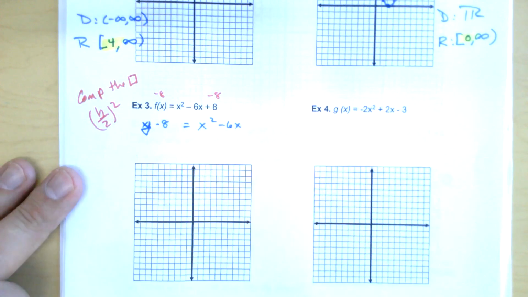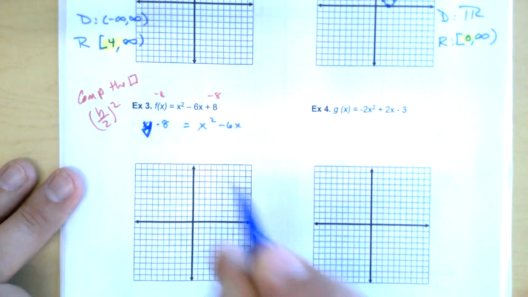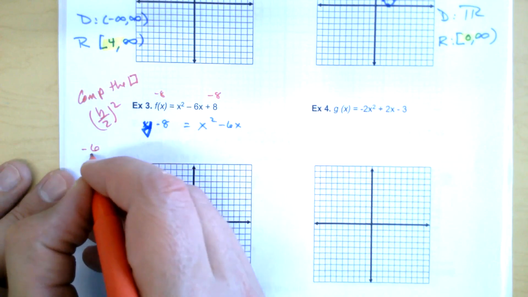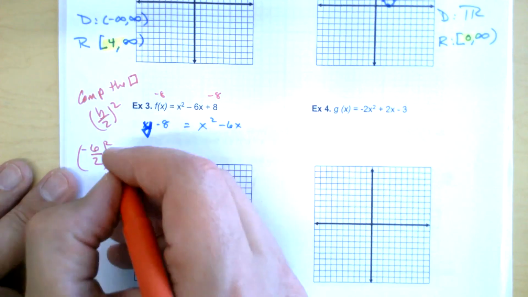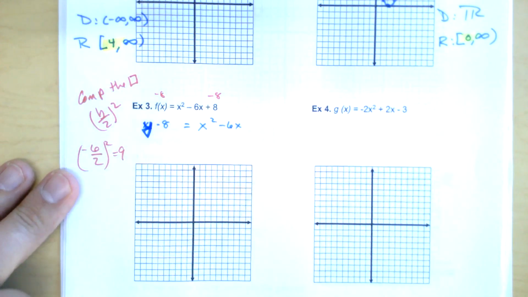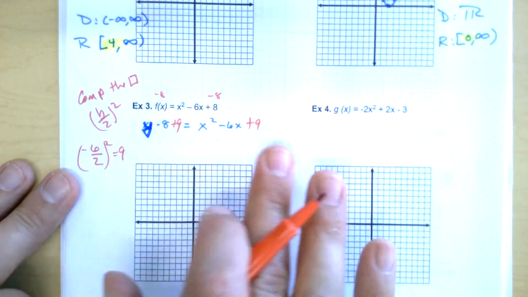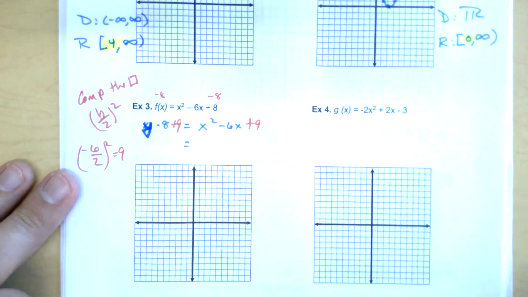And now, just so you know, this is a y. Okay, I'm going to take my b, negative 6, divide it by 2 and square it. And that is 9. So if I add 9 to this side, I've got to add it to this side to keep it equal. If it's not kept equal, we're going to have problems.